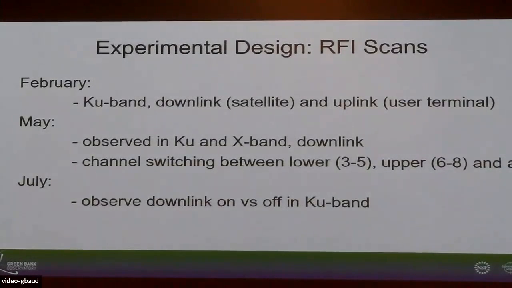There were 3 main experiments, which are designed around the routine RFI scans that we conduct, but we specialize them to work with the satellite RFI. I'm going to be mainly focusing today on the May experiment, specifically in Ku, due to it covering most of the channel range. And we observed only the downlink signal, and specifically the channel switching between the lower 3 channels, the upper 3 channels, and all of them. So at different points, certain portions of the channels will be on in Ku.